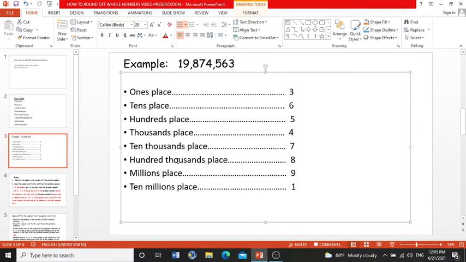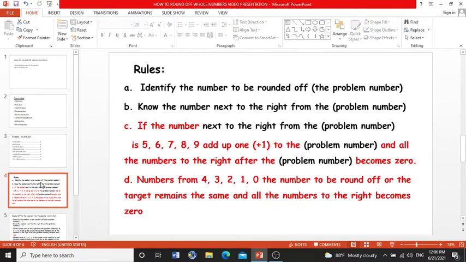So let's move on. Okay, so after knowing the place value of a certain number, try to remember the rules. Okay, so I designed 4 rules here. So what are these? First thing, identify the number to be rounded off. So what is this? Identify the number to be rounded off.